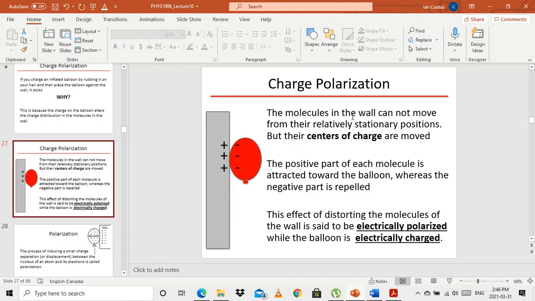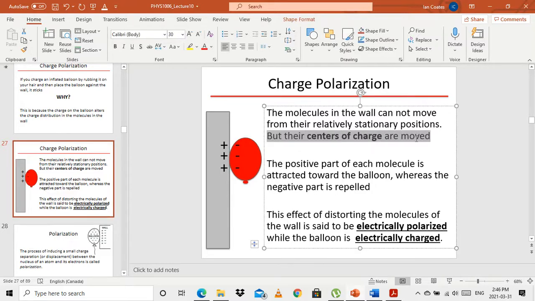The molecules in the wall cannot move from their relative stationary positions, but their centers of charge have moved. Okay? Now, of course, the molecules can't move. What happens here is basically all the molecules kind of about face. They turn a different direction, and they polarize to accommodate this negatively charged balloon. The positive part of each molecule is attracted towards the balloon, whereas the negative part of the molecule is on the other side. So it does its best to accommodate.